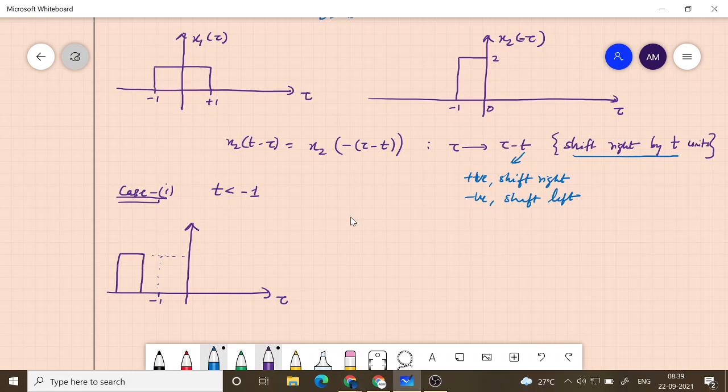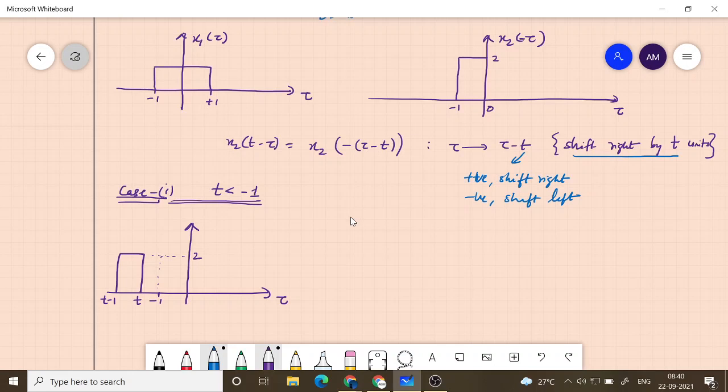Okay, so this is 2, and this is my t, and this is t minus 1. So t is a negative number, which is case 1. t is a negative number less than minus 1, which is why I put t to the left of minus 1. This edge was actually at 0. When you shift it, it will go to t, because you are shifting it by an amount greater than minus 1 to the left.